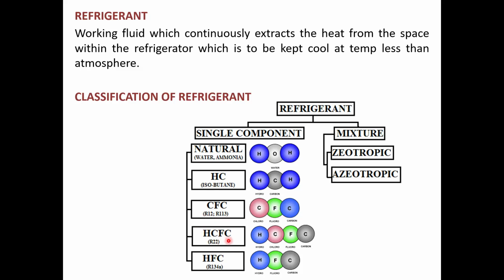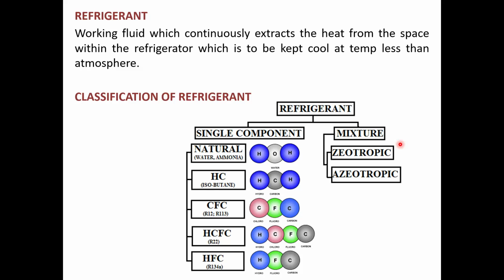Hydrochlorofluorocarbon: R22 is an example of HCFC. R22 is used in air conditioners. R134A is an example of a hydrofluorocarbon refrigerant. R134A is nowadays used in domestic refrigerators. Next category is mixture: zeotropic and azeotropic.